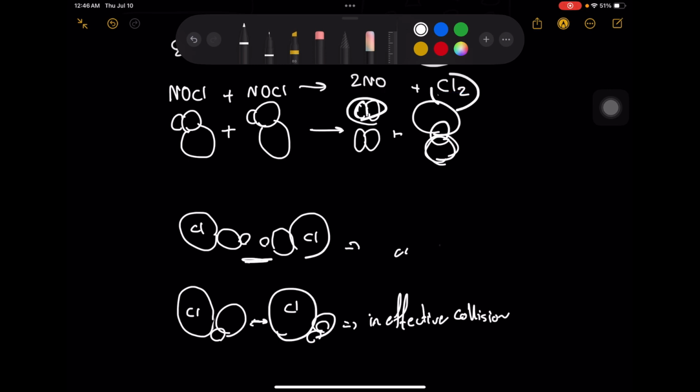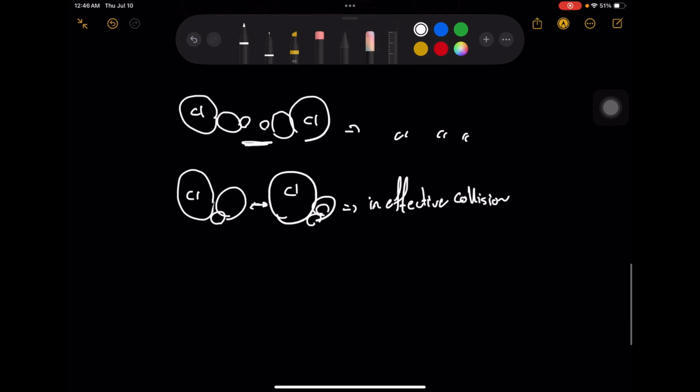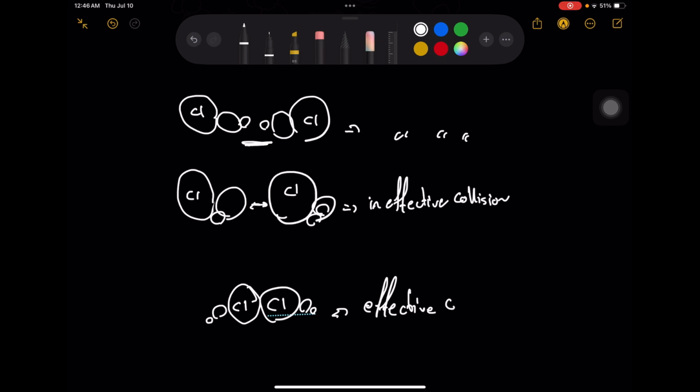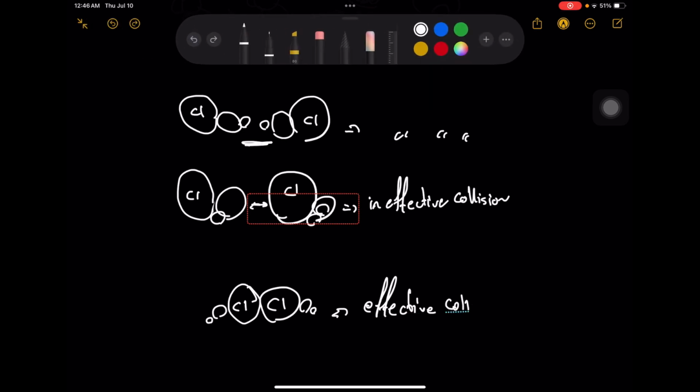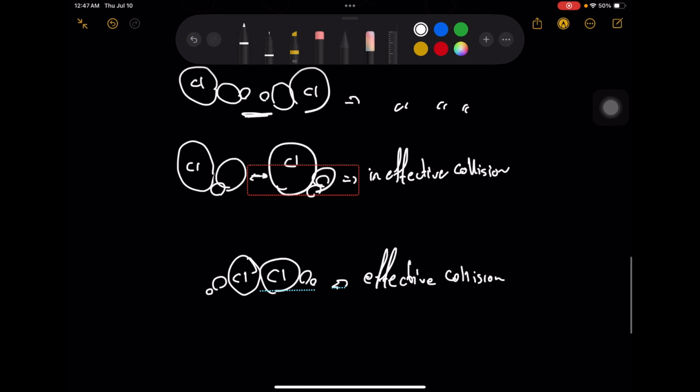Ineffective collisions. But what if Cl combines to each other? Yes, this is an effective collision. And we are going to produce a Cl2 here. So notice that the orientation does play its part on lowering or increasing the activation energy.